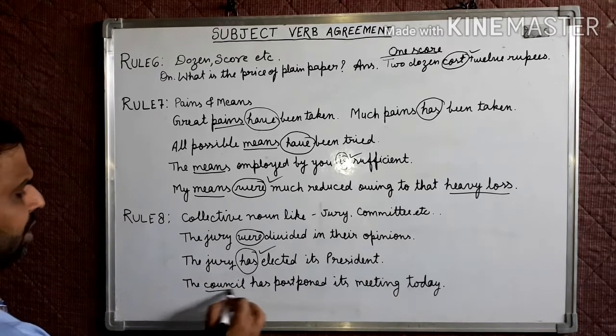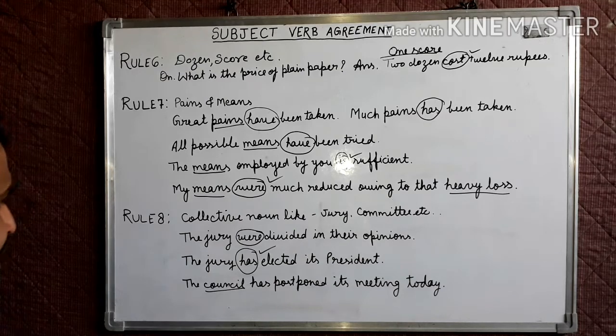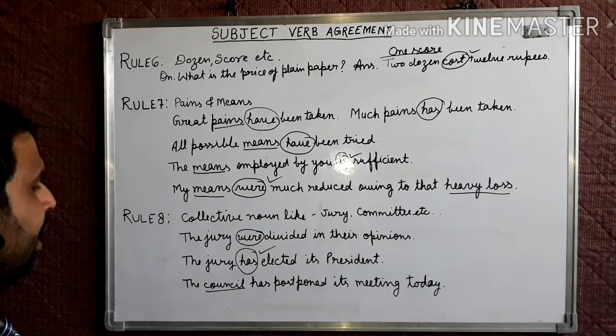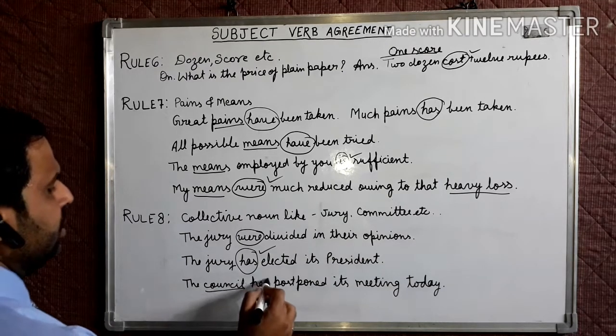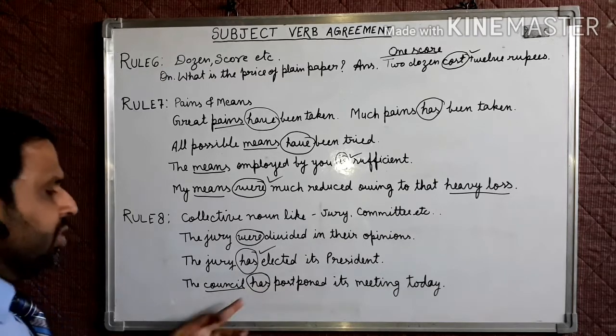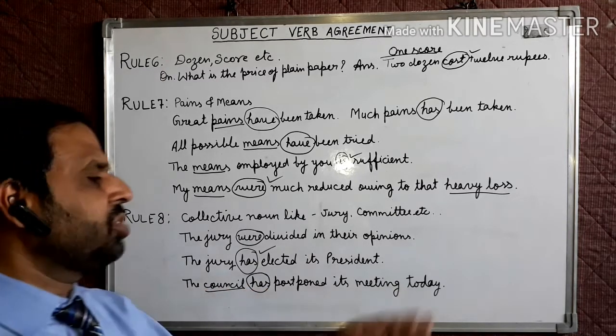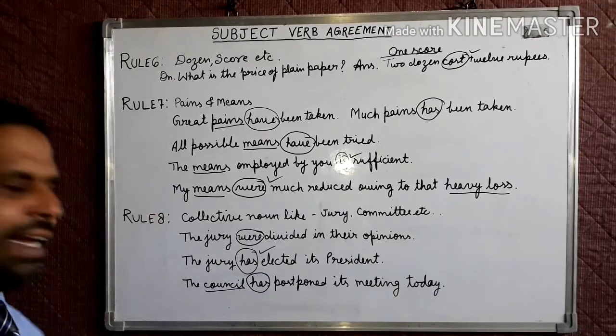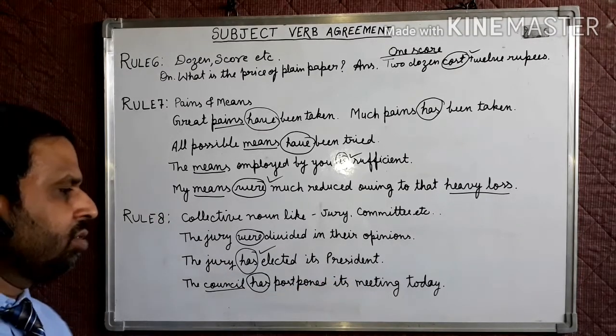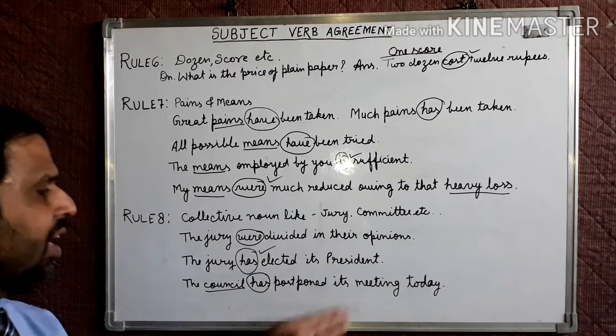So the council word is also a plural, a collective noun, and we have seen here that the verb has is in singular number. So the council has postponed its meeting today. All were agreed to this point about the cancelling, about the postponing of the meeting.